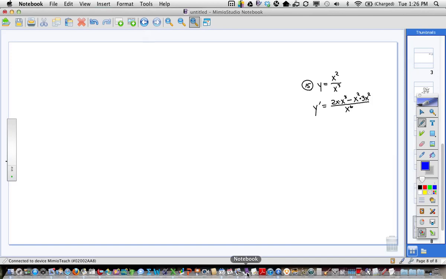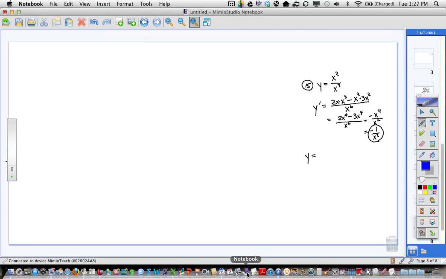So what do we get up top? We get 2x to the 4th minus 3x to the 4th over x to the 6th, which would be, well, can I just subtract those like terms? Isn't that negative x to the 4th over x to the 6th, which is negative 1 over x squared, right? So using the quotient rule, it's that.